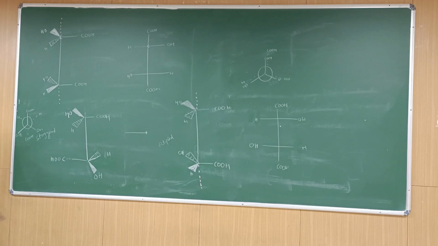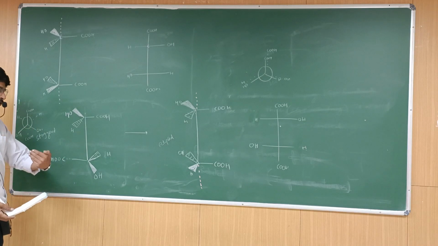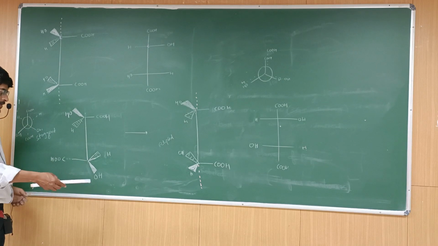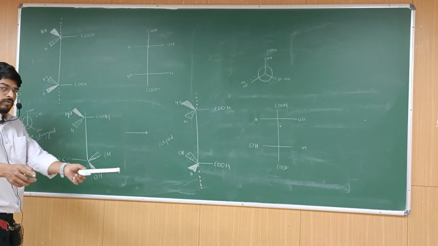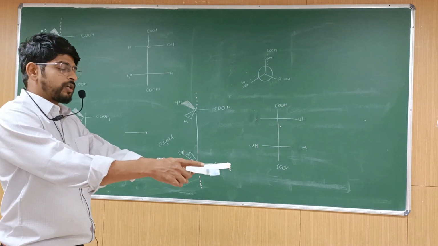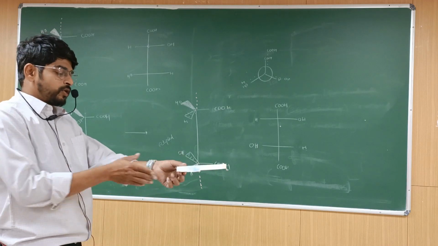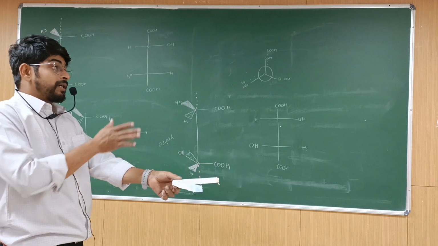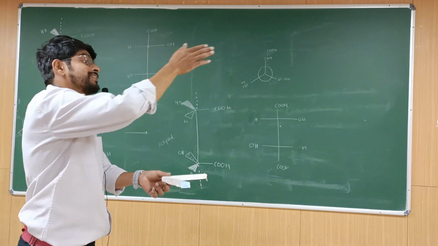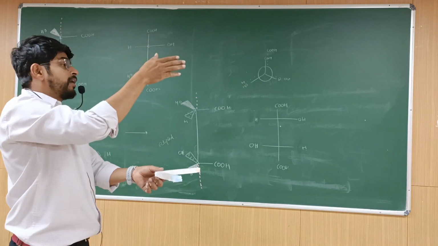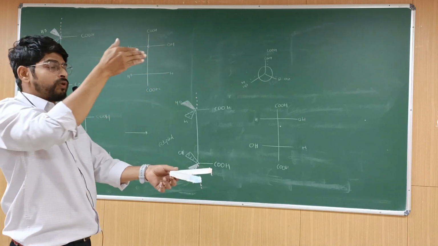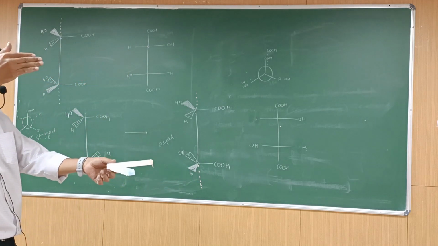Now how to convert the staggered into eclipsed? Now COOH is in this direction, towards me. So there is OH towards you. This is the bottom carbon atom. OH is towards you, H is inside, COOH is towards me. But in the above carbon atom, COOH is in that direction, H is in this direction, OH is in this direction. You can have a look now.